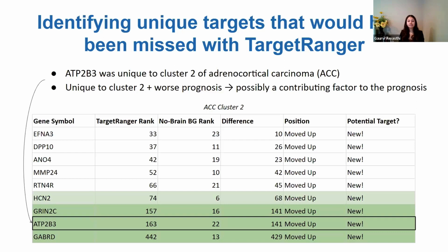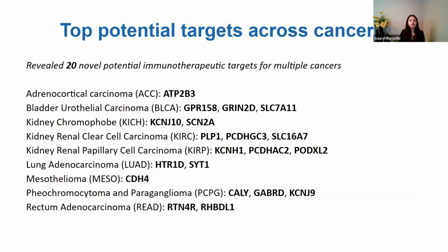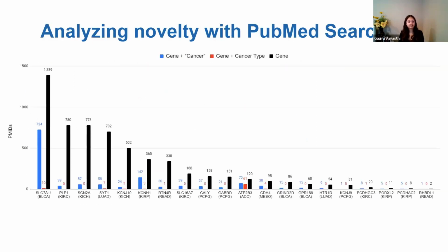In this process, this was found, and this was also repeated for all the other clusters in all the other cancer types. This analysis yielded the following 20 targets as novel potential immunotherapeutic targets for each of the associated cancer types. These 20 targets were further analyzed to determine how well they were already known.